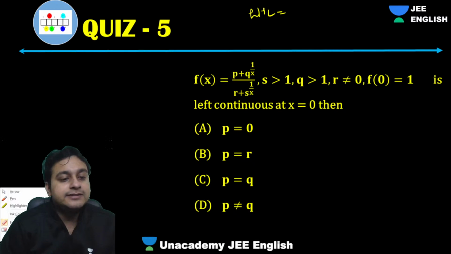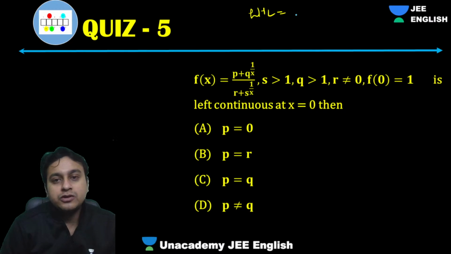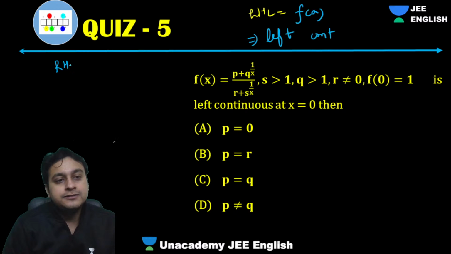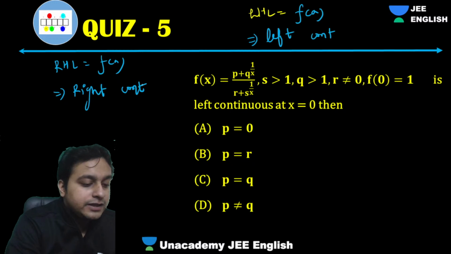And I have told you guys, this is how we're going to revise. From the questions, we'll go to the concepts. So this is called as, guys, implies it is left continuous. Okay, and if your RHL is equal to f of a, this is called as what, guys? Right continuous. Okay, so please keep this in mind. Sometimes they can obviously ask you the questions based on this as well.